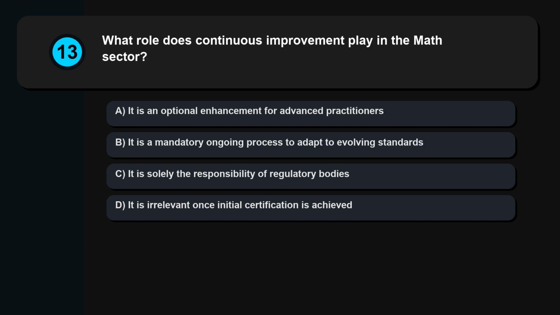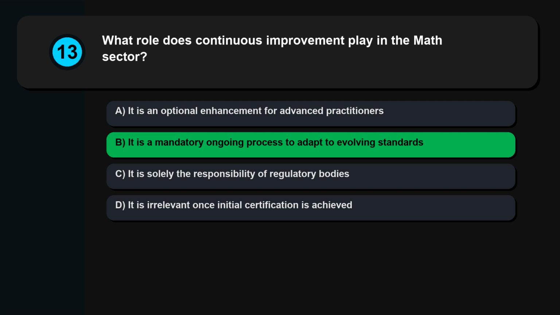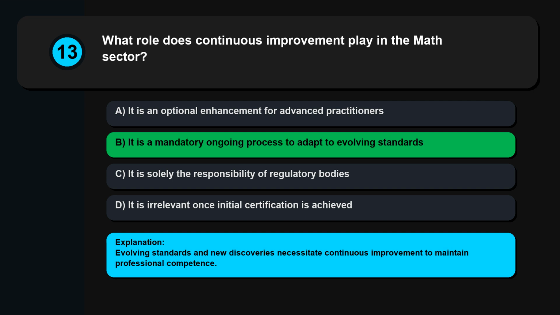Question 13. What role does continuous improvement play in the math sector? It is an optional enhancement for advanced practitioners. It is a mandatory ongoing process to adapt to evolving standards. It is solely the responsibility of regulatory bodies. It is irrelevant once initial certification is achieved. Evolving standards and new discoveries necessitate continuous improvement to maintain professional competence.